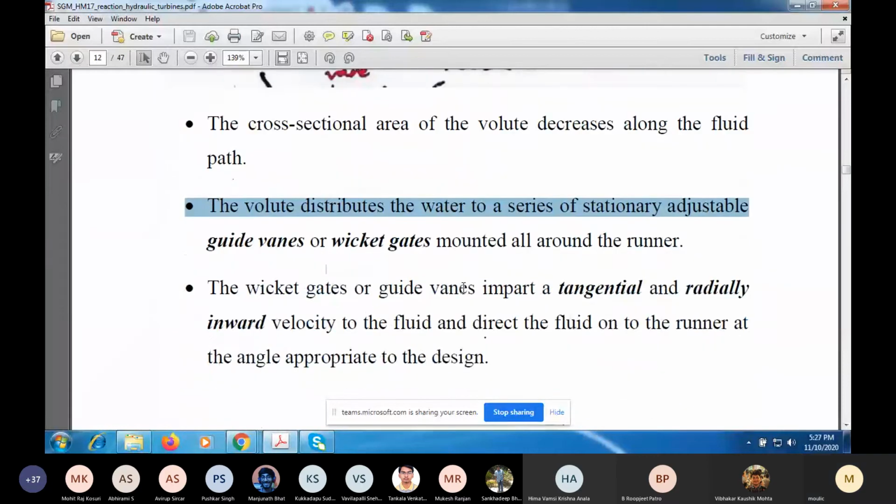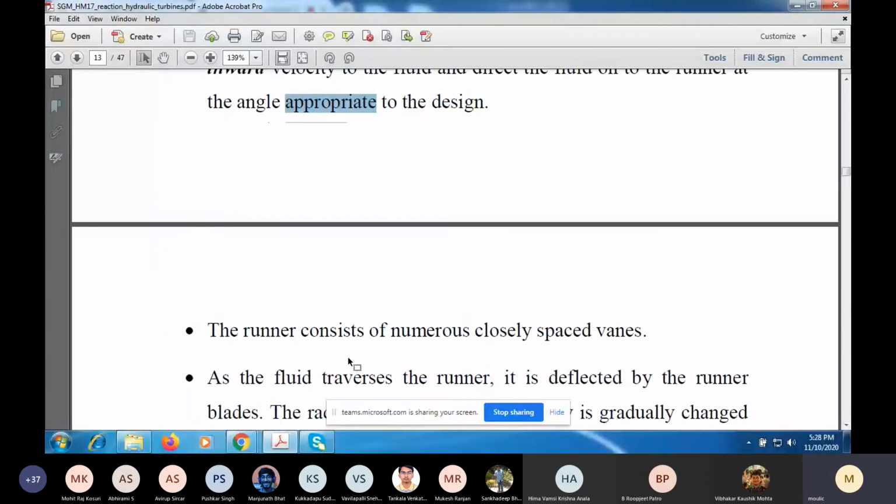angle. So what the wicket gates do is they impart velocity which has a tangential component and also a radial component, and it is radially inwards. And the guide vanes will direct the fluid onto the runner at an angle appropriate to the design. Now, if the angle is not correct, then the efficiency will reduce. So these things we will quantify later.